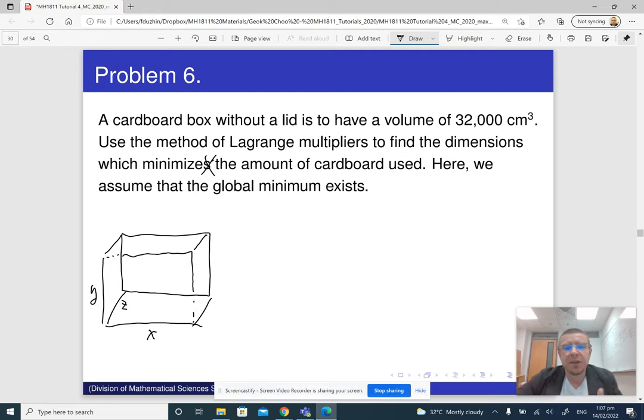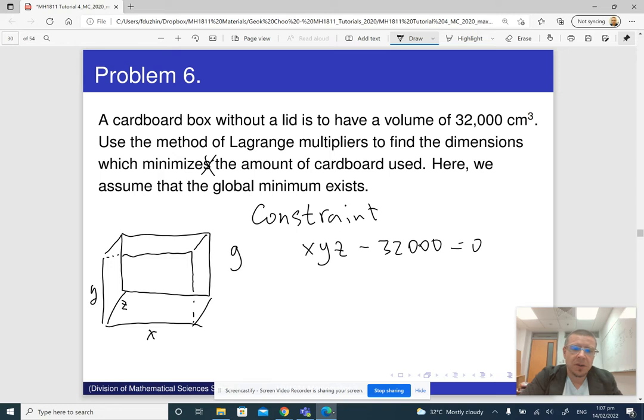So this is a method of Lagrange multipliers. We have a constraint, and the constraint is clear, right? Our constraint says that the volume, which is x times y times z, is 32,000 cubic centimeters. Well, let me write it as xyz minus 32,000 is 0, right? I'm going to denote this as g of x, y, z.